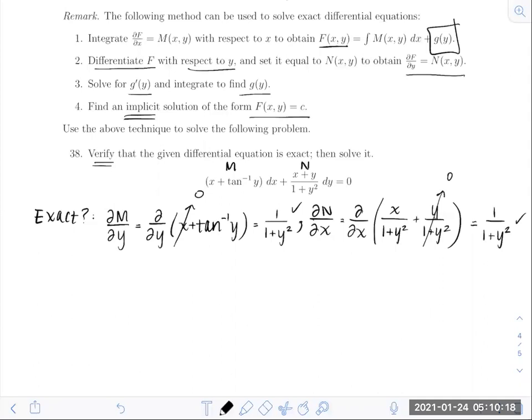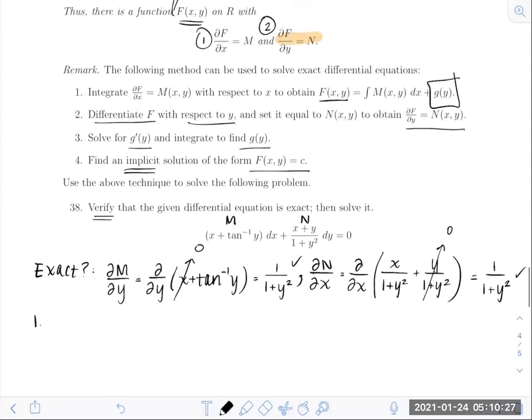From here, we'd like to move forward using that procedure listed above. So let's write out our two equations. I have the partial of f with respect to x is M, or x plus tangent inverse of y. And I have the partial of f with respect to y is N, or x plus y over 1 plus y squared.